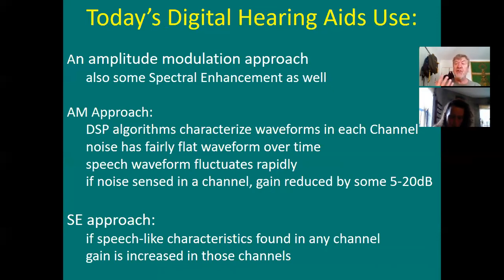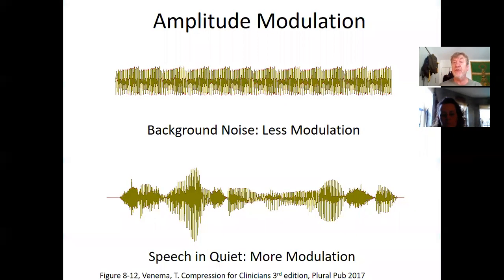So if noise is sensed in a channel, the gain is reduced by some 5 to 20 dB. The speech enhancement approach, if speech-like characteristics are found in any channel, gain is increased in those channels. So both of these methods are used to some degree, but mostly the AM approach. So here's how it works. Amplitude modulation, the top waveform would be background noise.